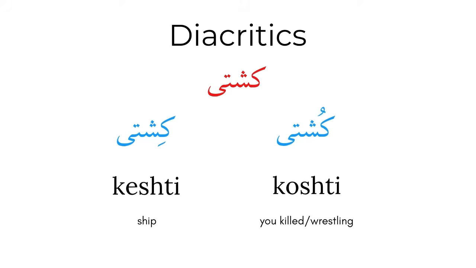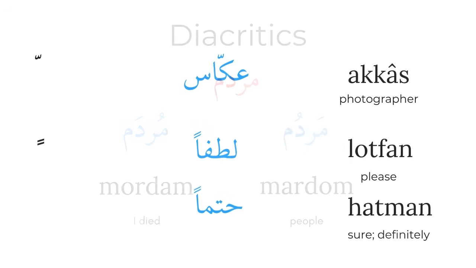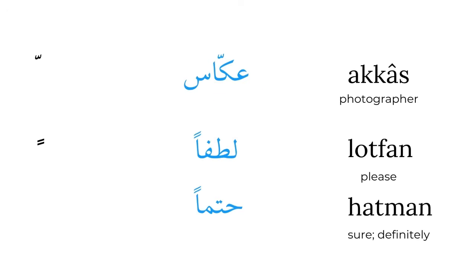Another example is this one, and what you'll see is the word in red, which could be read as koshti, which means you killed or wrestling, or kishti, which means ship. And just to give you one more example, this word here could be read as mardum, people, or mordam, I died.